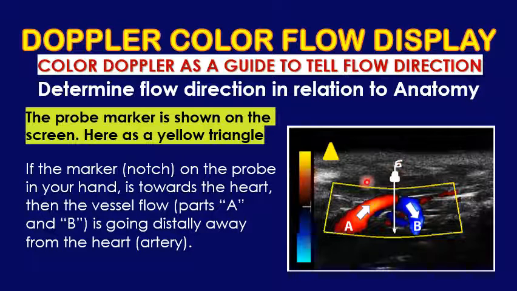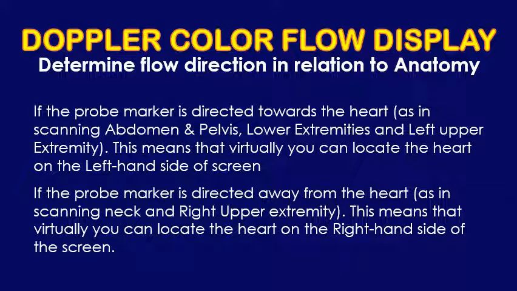If I'm using this on the lower extremity, it will be the opposite to this one, okay? So in summary, if you are scanning the abdomen or pelvis or lower extremities or the left upper extremity, usually we put the marker superiorly or to the right side of the patient. So the heart will be here in relation to the marker, replacing the marker. I can put the heart virtually on the screen to replace the marker because the marker is directed to the heart.